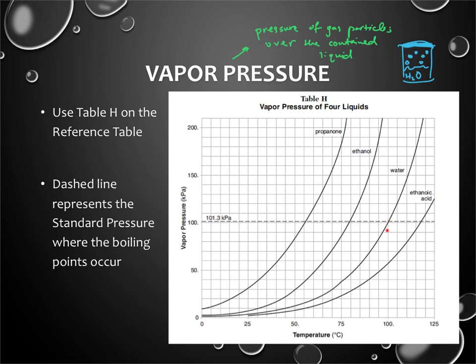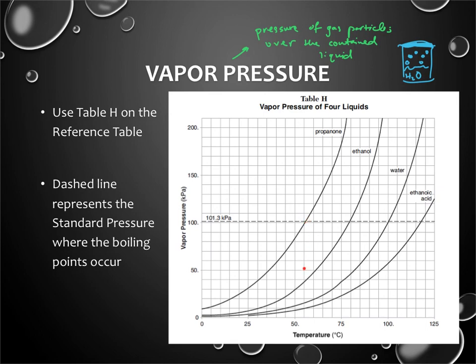Now, what temperature is that? Lo and behold, it's 100 degrees Celsius. That also shows why this dashed line represents the point where boiling point occurs. To find the boiling points of these substances, you have to follow the dashed line and see where they match up.